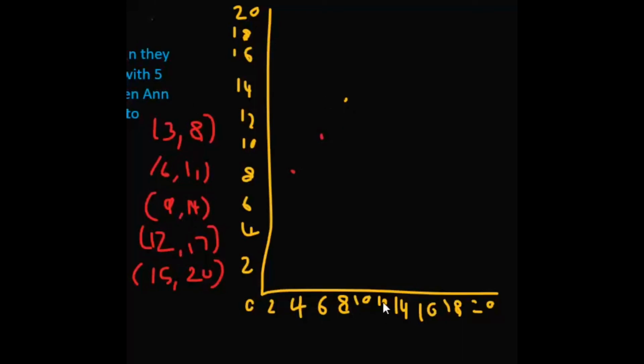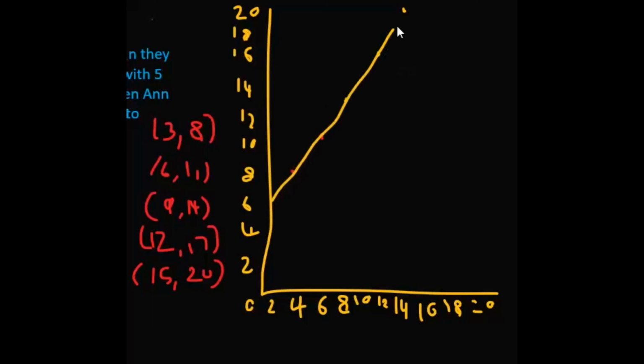So now we have 12 and 17. Let's find 17, which is in between 18 and 16. So let's put that dot right there. And then we have 15 and 20. Where's 15? 15 would be right in between 14 and 16. We go up, find it right there. Okay, so we made a line completing all the way until 30.